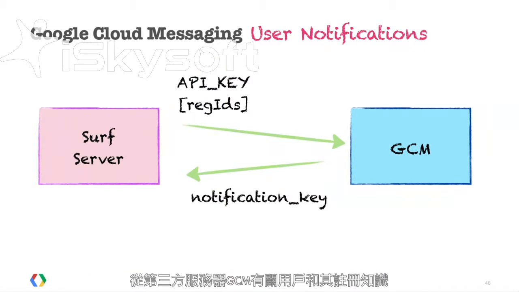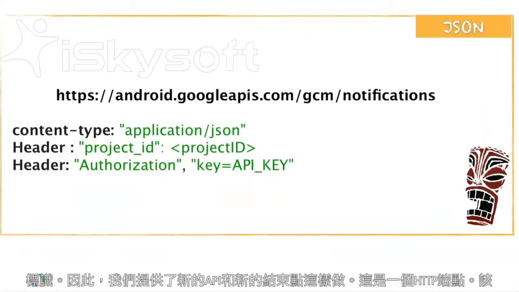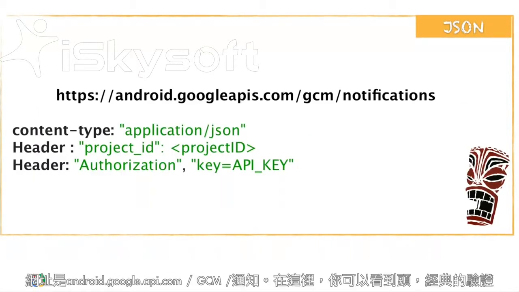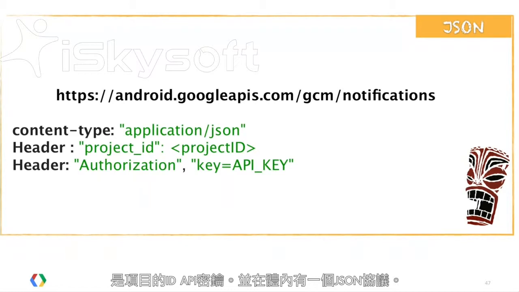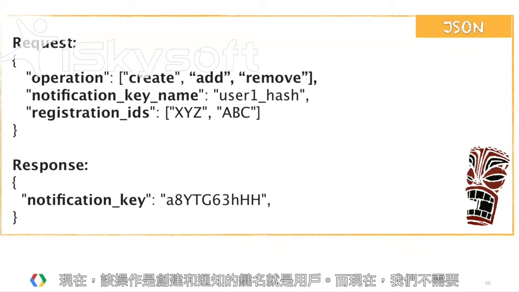Well, we need to transfer the knowledge from the third-party server to GCM about the user and his registration IDs. So we provided a new API and a new endpoint to do so. It's an HTTP endpoint. The URL is android.googleapis.com/GCM/notifications. And here you can see the header. Classic authentication is project ID and API key. And then in the body, you have a JSON protocol.